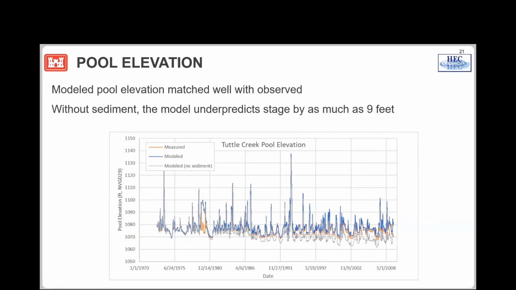The blue line is the modeled data, the orange line is the measured data, and the dashed gray line is a model run without including any sediment. And you can see that they match up pretty well. Over time, the gray line begins to diverge from the other results, and that's because it's not taking into account the reduction in volume in the lake. And at the end of the simulation, without including sediment, the model's 9 feet too low, while it's just 1 feet high when we did include sediment.